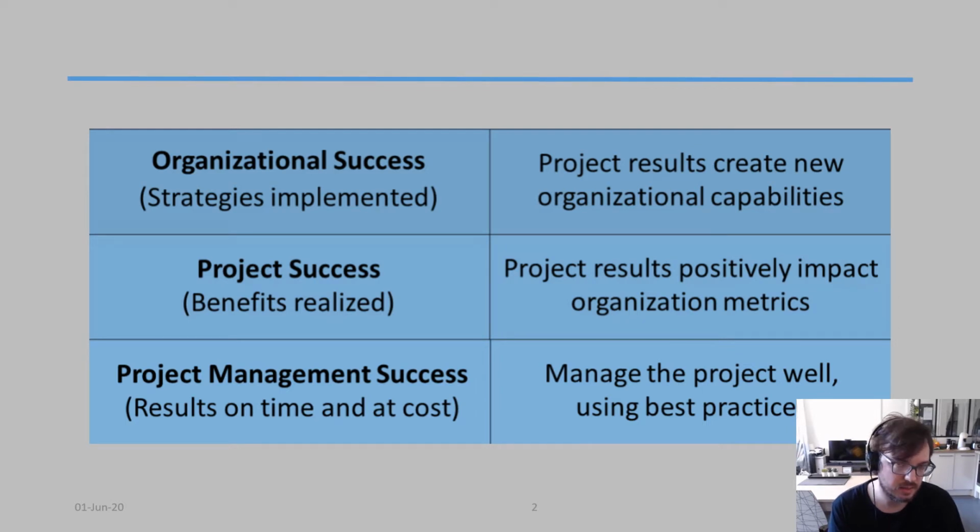That is the next level of success that a stakeholder sees, which is project success. This is when the benefits of the project have been realized, have become a reality. This means that the project results have positively impacted the organization's metrics, or in other words, what was supposed to come out of your project came out and it had a positive impact. This is not always the case.